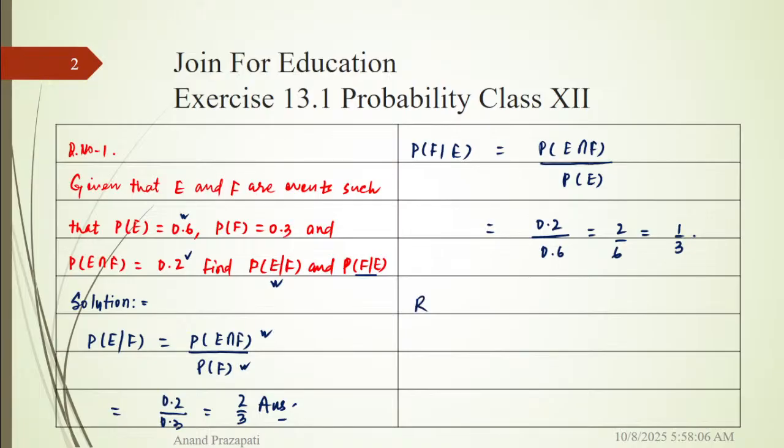So the required answer of this question will be 2 by 3 and 1 by 3. So this one will be the answer of this question. However, there is no problem to understand the solution of this question. Let's listen once again.